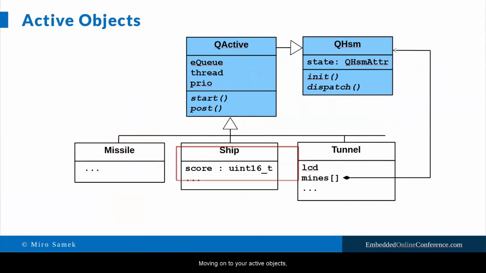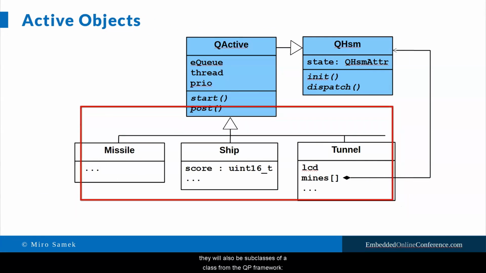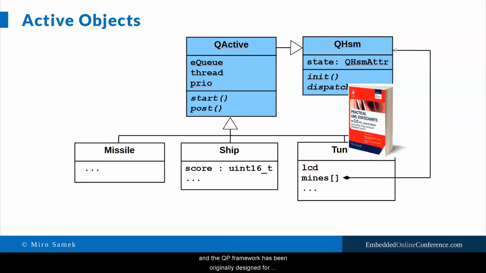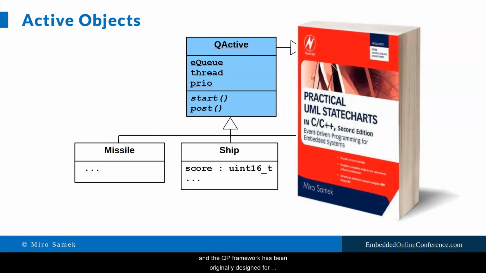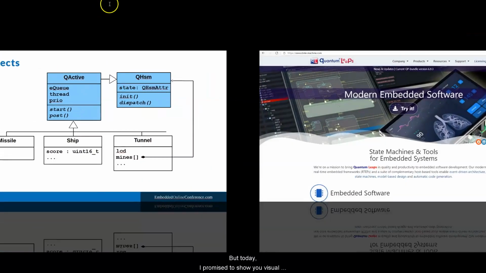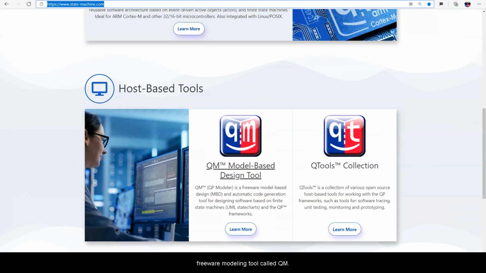Moving on to your active objects, they will also be subclasses of a class from the QP framework, the QActive base class in case of active objects. Now, it is possible to continue this detailed design and implementation manually, and the QP framework has been originally designed for manual coding of applications. But today I promise to show you visual modeling, for which I will use the freeware modeling tool called QM.